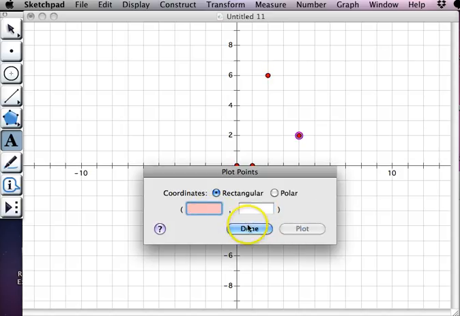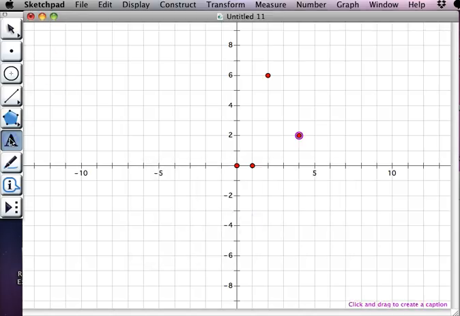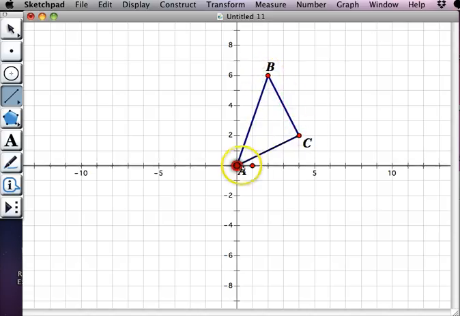Then why don't we just label those? We'll say done here. We'll label those so we know which ones they are. So A was at the origin. B was at 2, 6. Okay, so B and C. We have those. Let's just go ahead and connect that up. A, B, B, C, and C, A. So we have that triangle there.